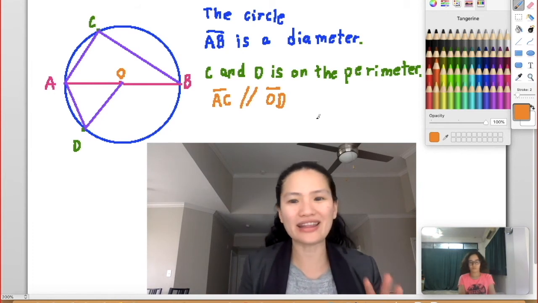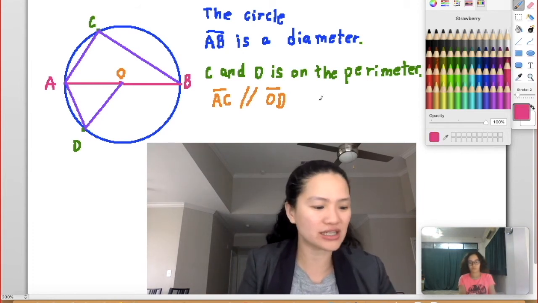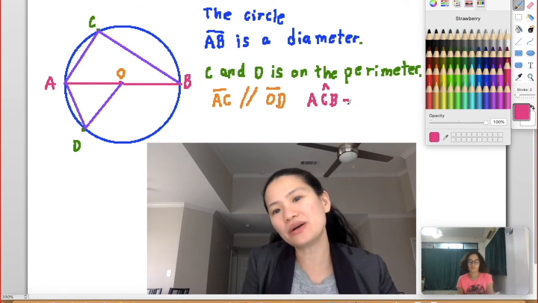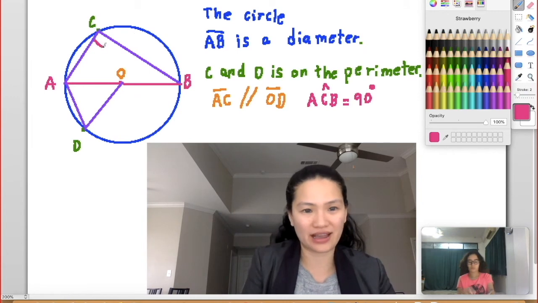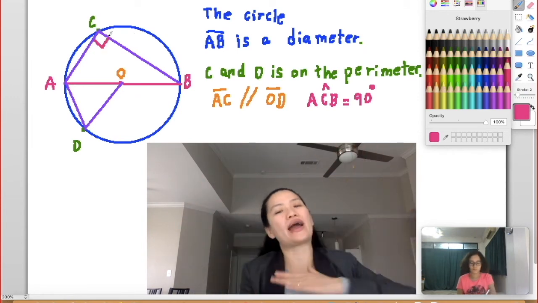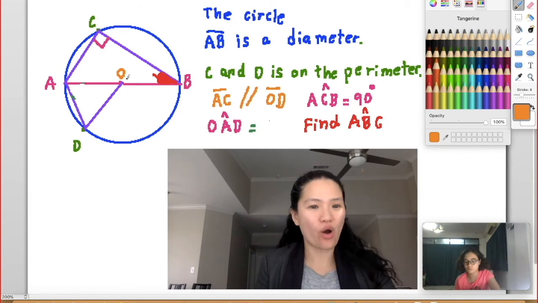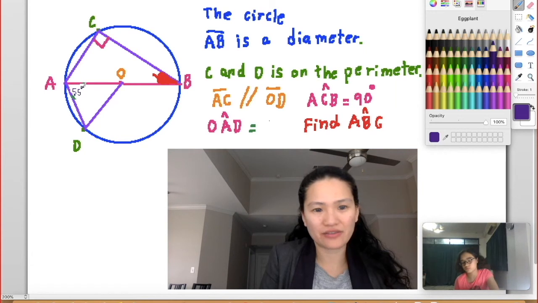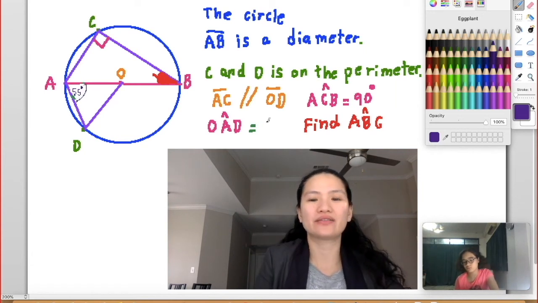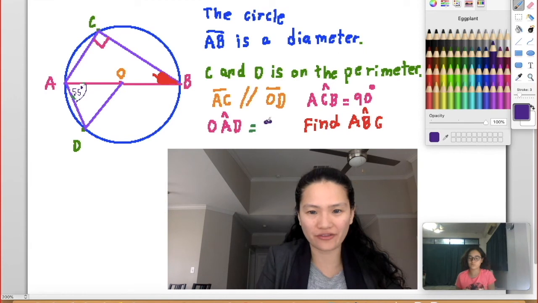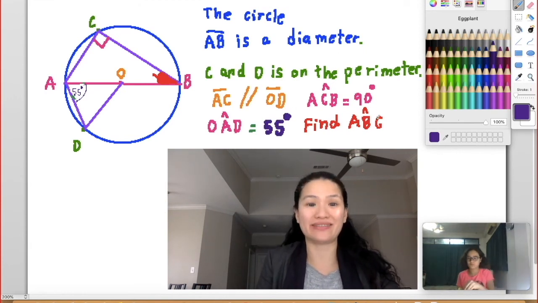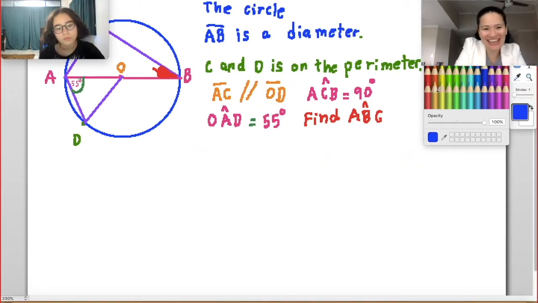Okay, next one that they give you, they give information that the angle ACB equal 90 degrees. Here is 90 degrees. 90 degrees is the right angle. Angle OAD is equal 55 degrees. 55 degrees here. So this one is 55 degree, and they want you to find ABC. Layla, are you ready? Okay, let's go.